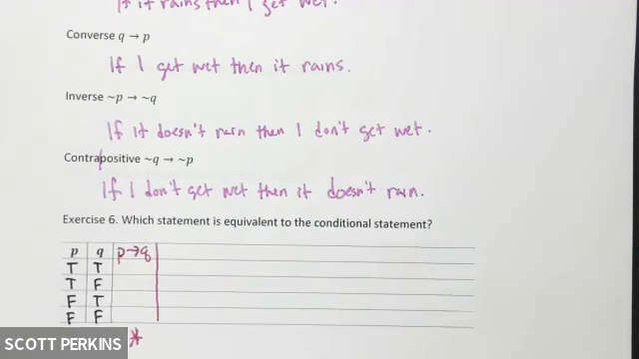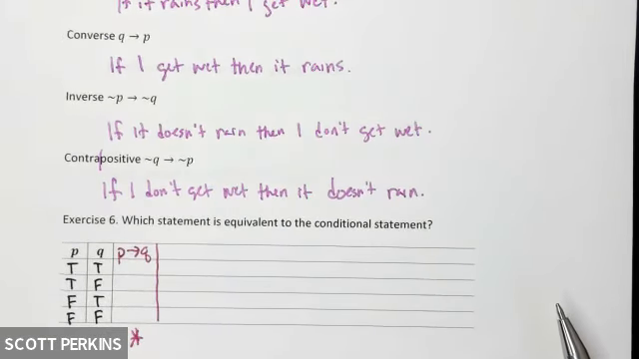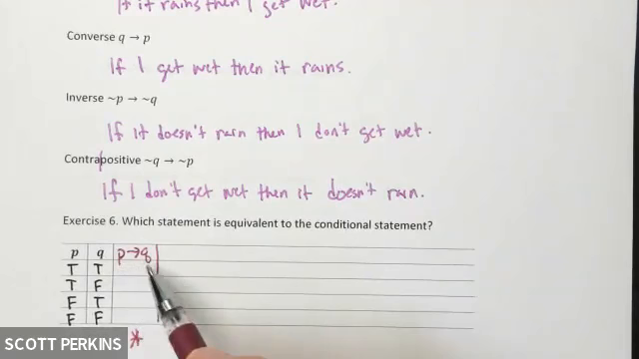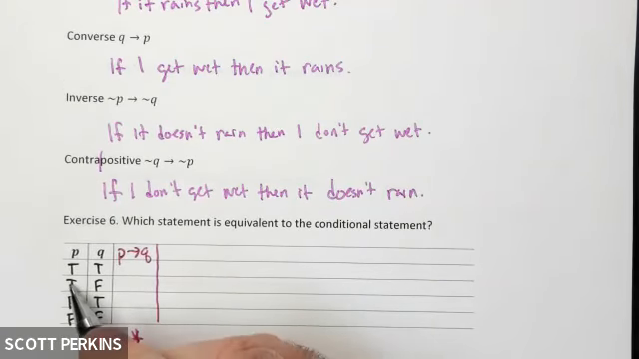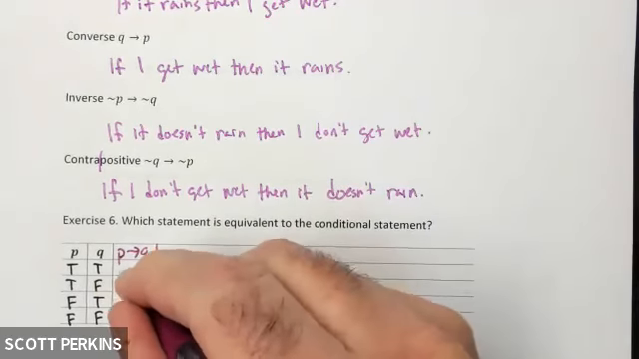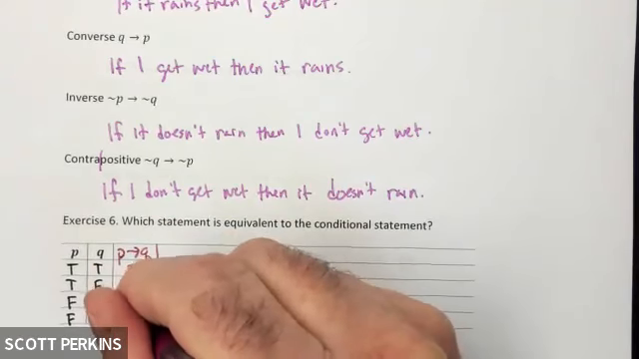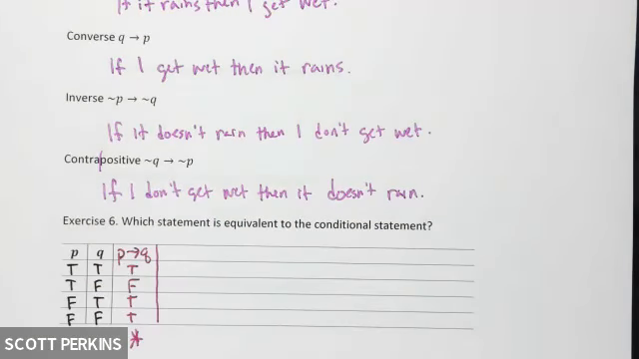So first thing I asked you to do, if you're still working, keep working. I know we all work at different paces and that's all good, so don't beat yourself up if you're not quite done yet. The first thing I asked you to do is just do the conditional statement. We already reviewed this. That was the very first thing we did. The conditional statement is false under only one condition, and that is when I start with true, then false. The other ones are all true for my conditional statement.